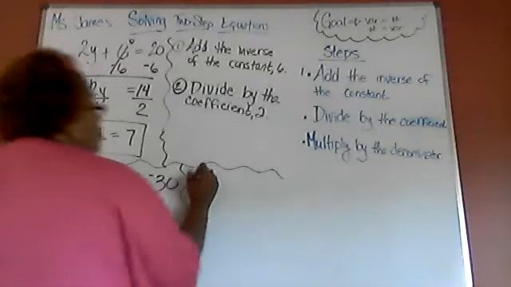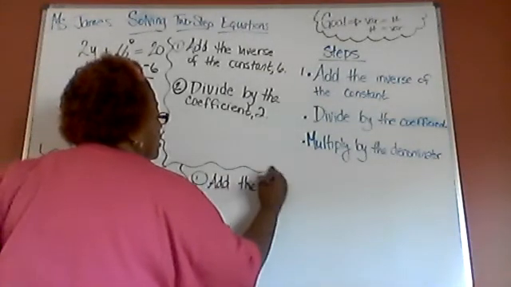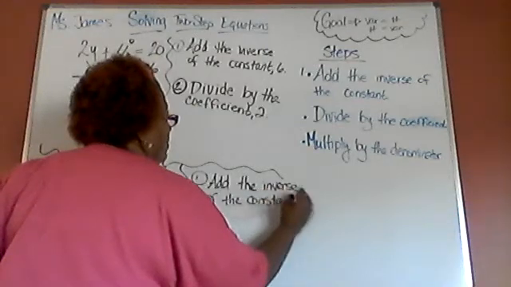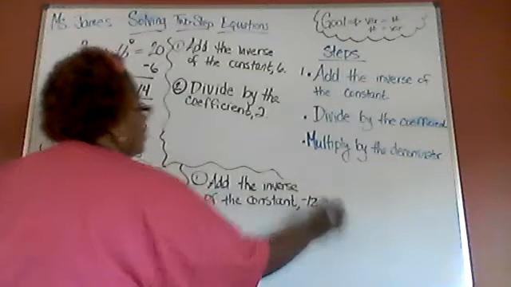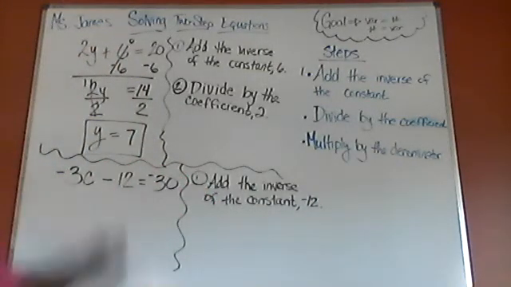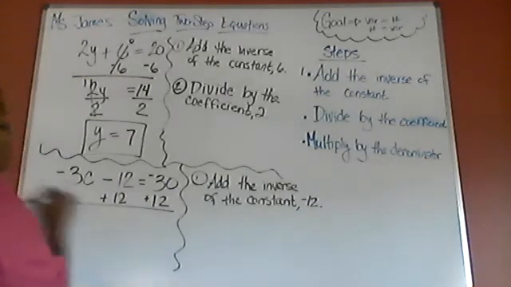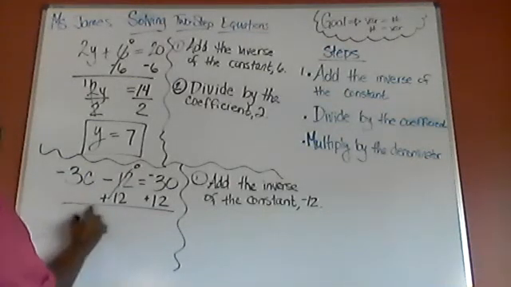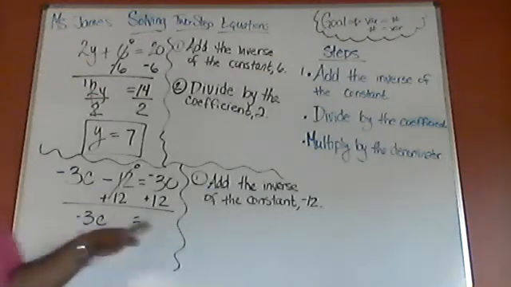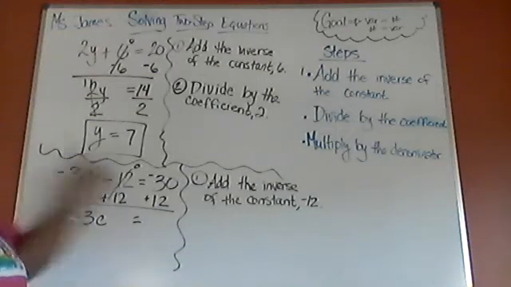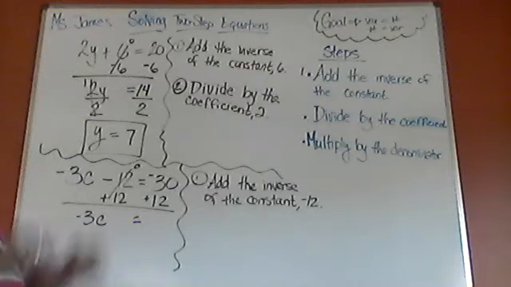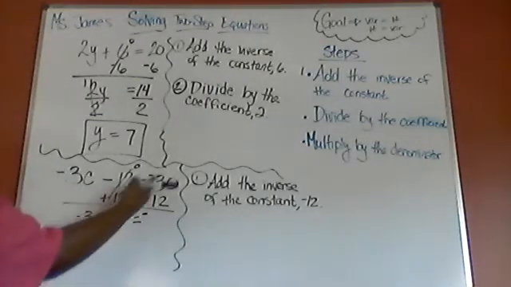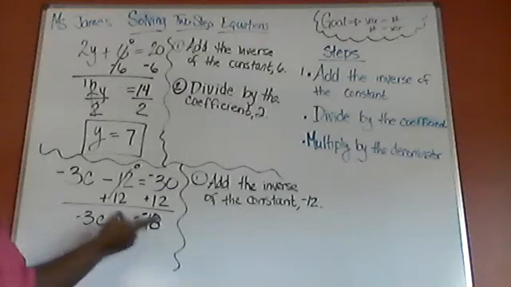So step 1, add the inverse of the constant. The constant here is negative 12. So what's the inverse of negative 12? The inverse of negative 12 is positive 12. So we're going to add a positive 12 to both sides. Negative 12 plus positive 12 gives me a 0 pair, and so my answer is 0. I'm going to bring down my negative 3c, bring down my equal sign. And then we have negative 30 plus 12. One's a negative, the other's a positive, so you have to subtract and take the higher absolute value. Negative 30 is farther away from 0, so I'm going to put my negative right there. 30 minus 12 is 18, so I have negative 18.